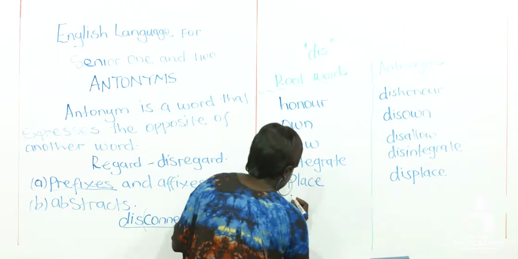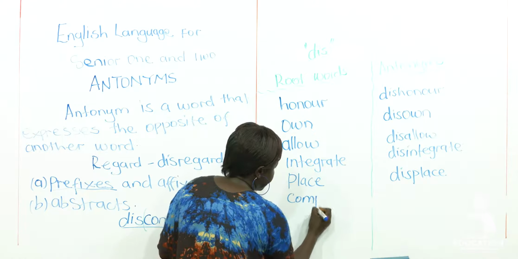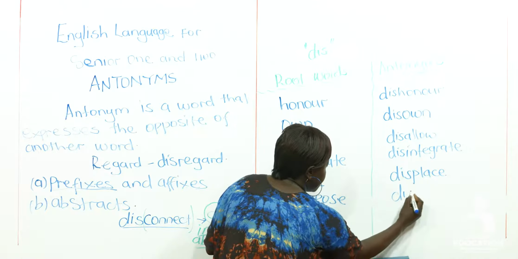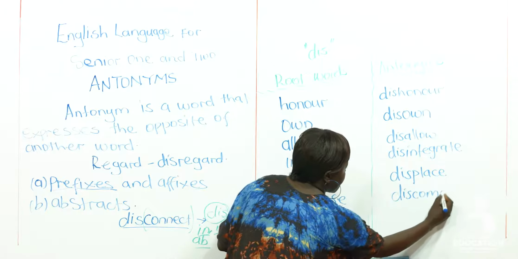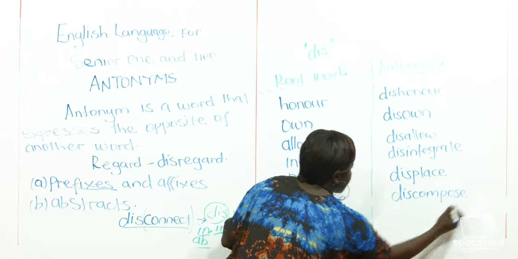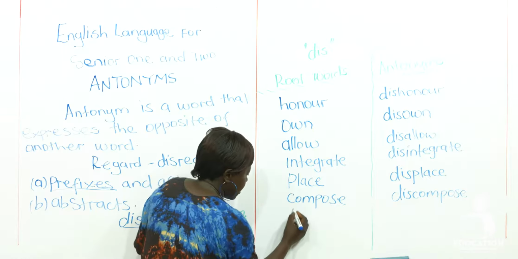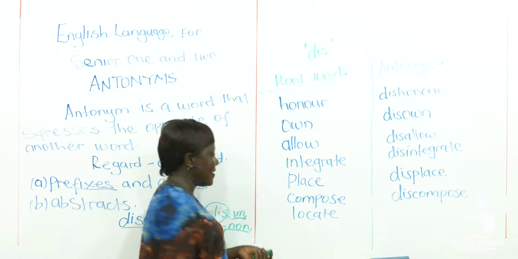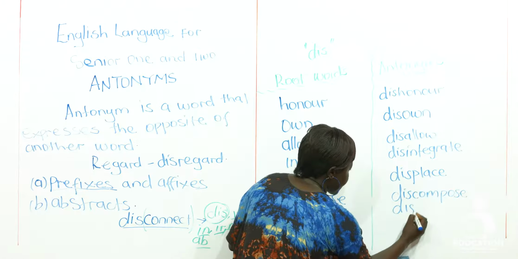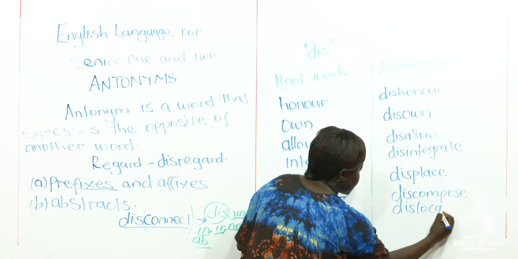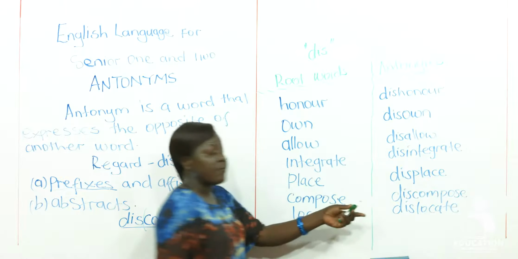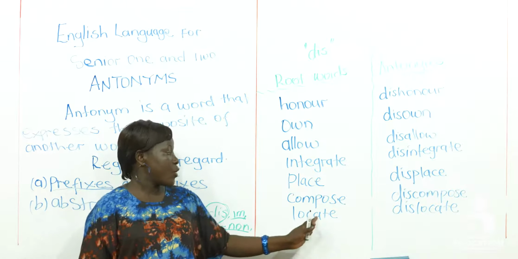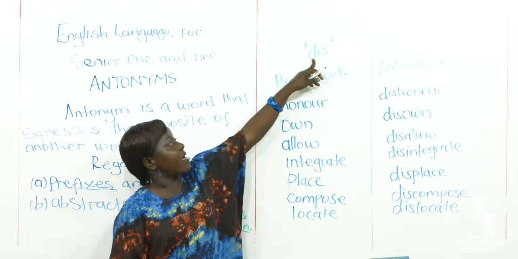Locate. Compose. It will become discompose. Just like in locate, you will just come down and say dislocate. Dislocate. You would have formed another word which is the opposite of the root word by adding the prefix dis.